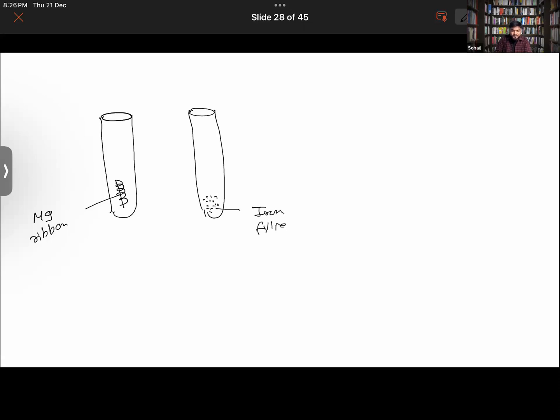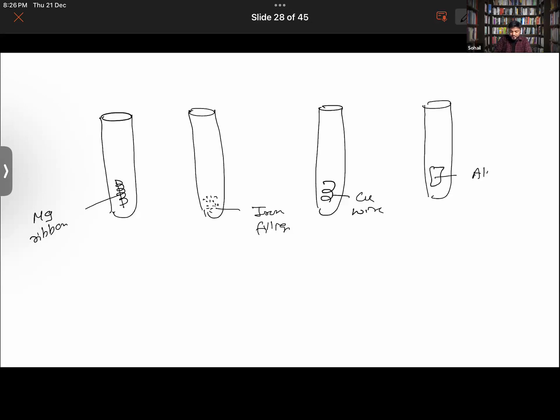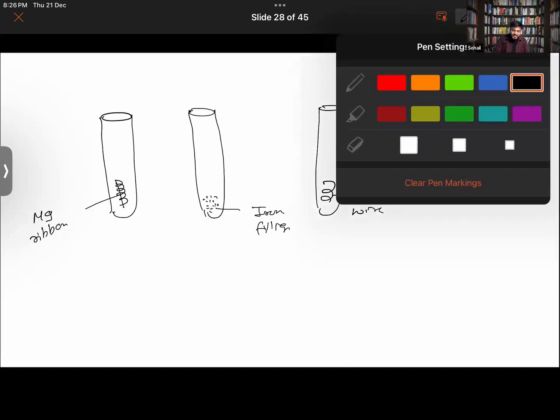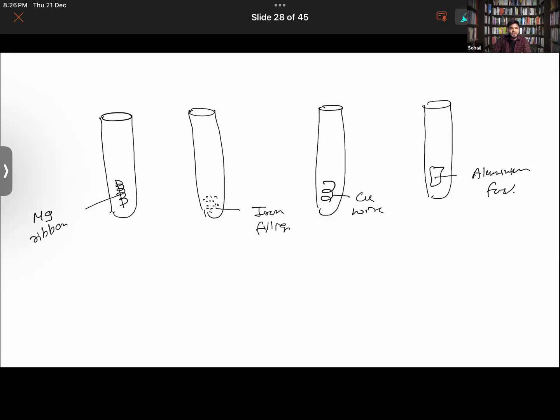In the third test tube, let's say you have a piece of copper wire. And in the fourth tube, let's say you have taken some aluminum foil. Now, do one thing. Let's start to add 10 ml of dilute HCl in each of these test tubes.